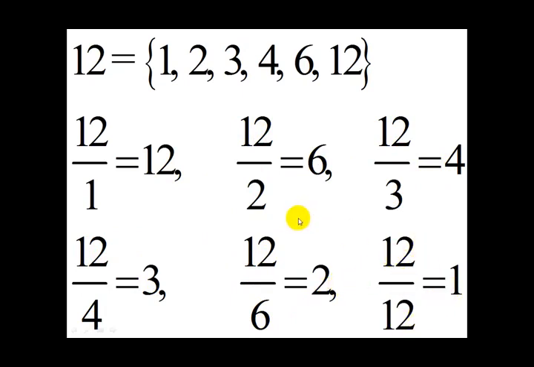So when we divide the number 12 by the factors, we can see that we have whole numbers. It leaves no remainder. We have 12, 6, 4, 3, 2, and 1. So when we divide 12 by the factors of 12, it leaves no remainder.